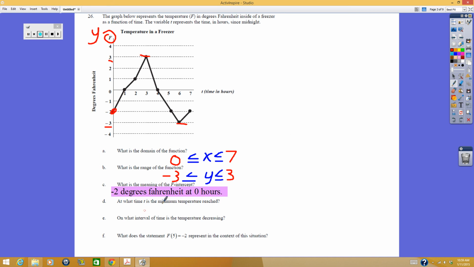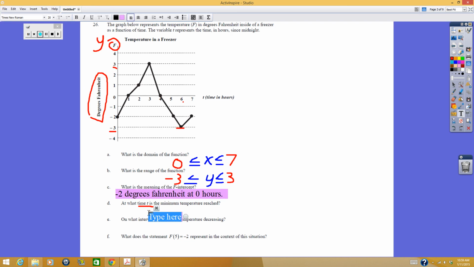At what time T is the minimum temperature reached? We already looked at that. That's part of the range. The minimum temperature would be looking up and down, since this y-axis, or f-axis, is degrees in Fahrenheit. This is the lowest temperature. They want us to write down what time it is, and the time is at 6 hours.